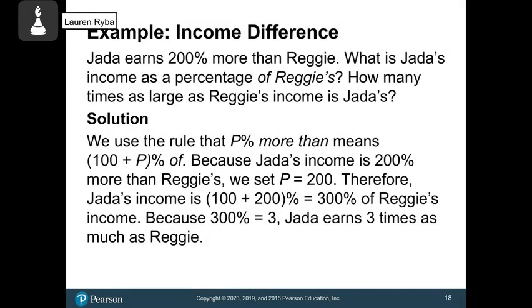Jada earns 200% more than Reggie. What is Jada's income as a percentage of Reggie's? How many times as large as Reggie's income is Jada's? So we have the "more than" here. More than means we're going to do 100 plus our percentage. So 100 plus 200 is 300% of Reggie's income. 300% is 3 times as much as Reggie's.